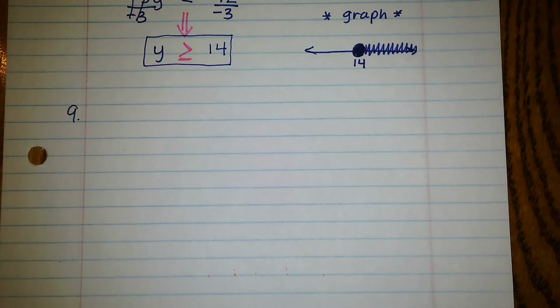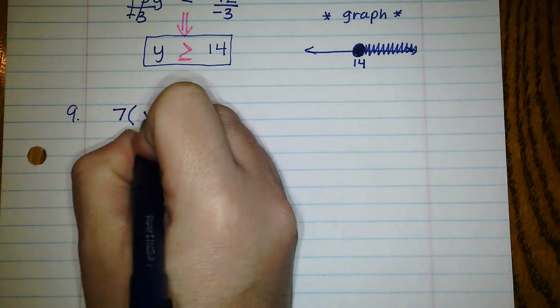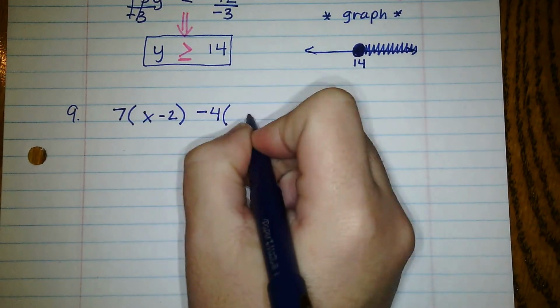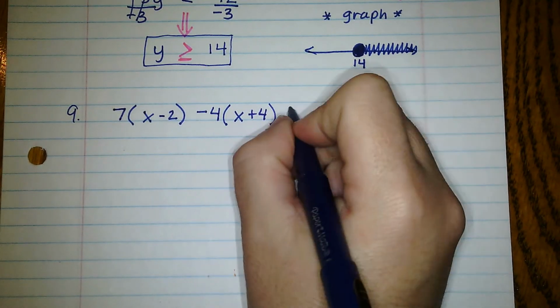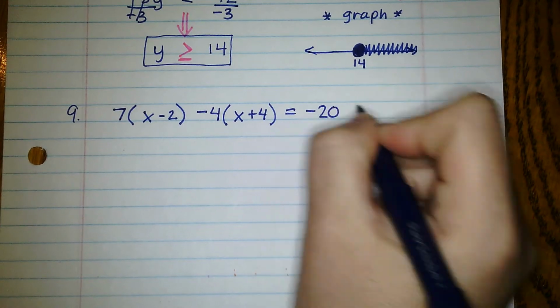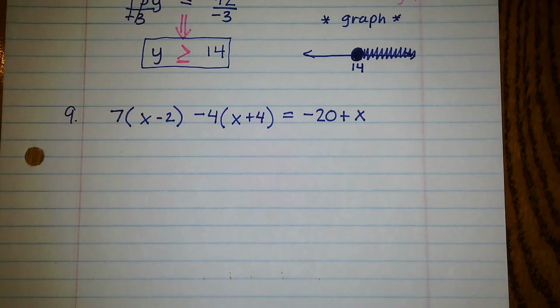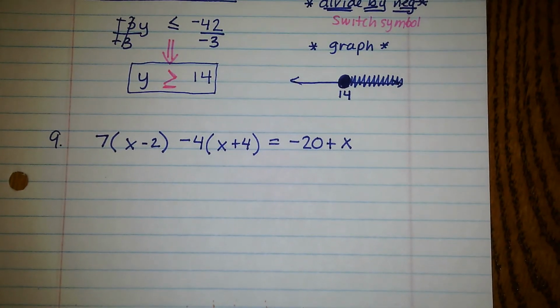Number 9, oh wow. Okay, so this one, again, a little lengthy. 7 times x minus 2 minus 4 times x plus 4 equals negative 20 plus x. So as we're doing this one, the first set of directions is you should see 2 sets of distributive property. So what we are going to do is we are going to distribute.